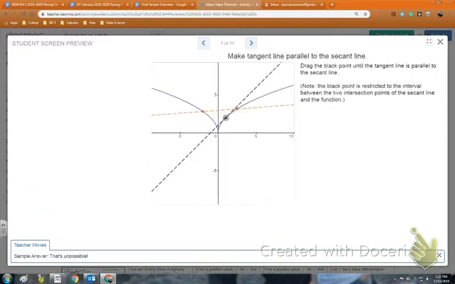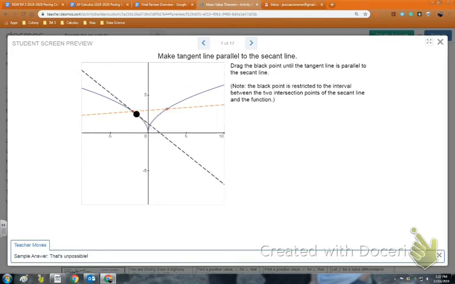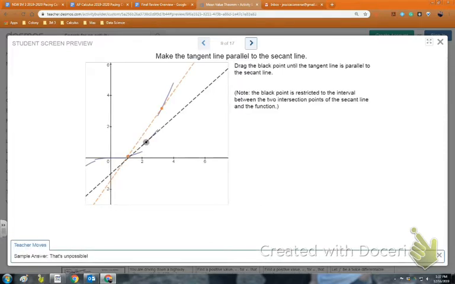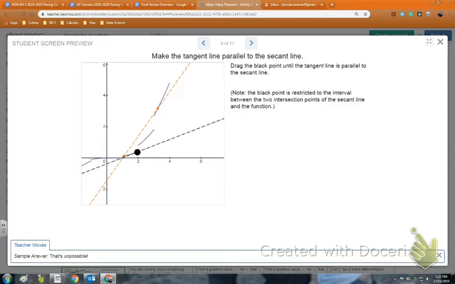So here was an example where that wasn't possible. Because this function is not differentiable, because it has that cusp, we could not make this black line parallel to that orange line anywhere in that interval. Here, however, same function, but we changed the interval, so as long as it's differentiable over the interval you're looking at, then it will be possible to make the tangent lines and secant lines equal to each other. This one was not continuous, so remember it has to be continuous and differentiable in order to make those lines parallel.